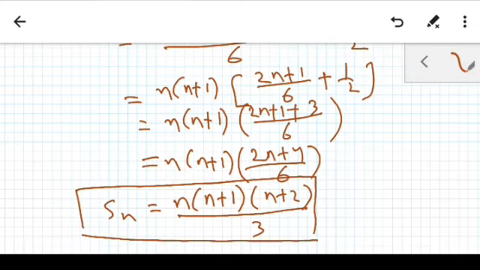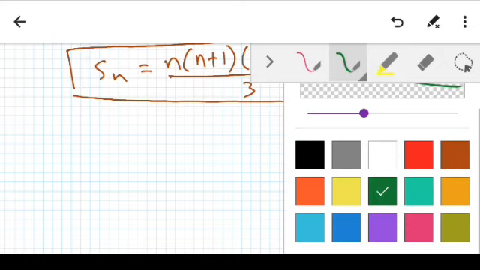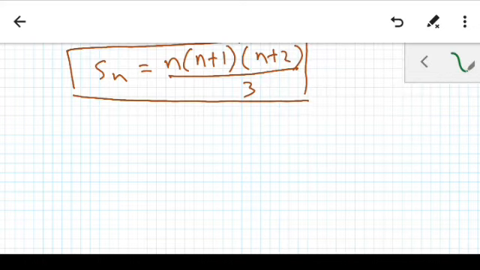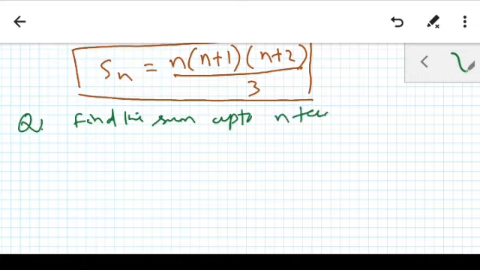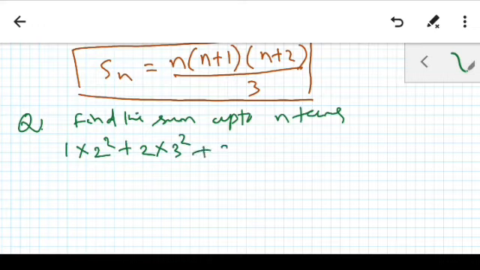So let me tell you another question in a quick shell. You see, the question goes like this: find the sum up to n terms. 1 into 2 square plus 2 into 3 square plus 3 into 4 square. It goes like this, right? So let me solve it.